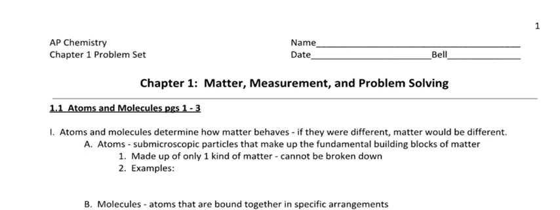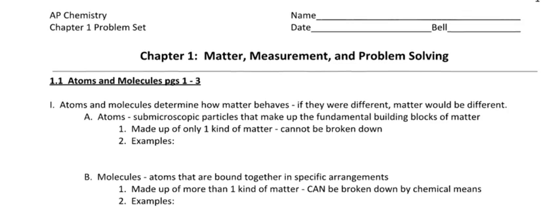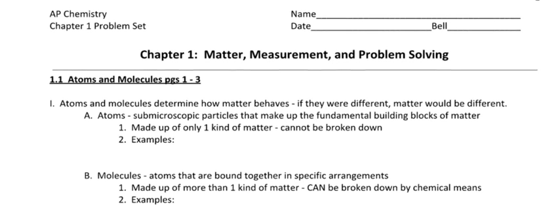Chapter 1 is pretty much a review from what you should have learned in your first year chemistry class. And we start off with atoms and molecules. That should hopefully bring back good memories. And so atoms and molecules determine how matter behaves. If they were different, then the matter would itself be different.